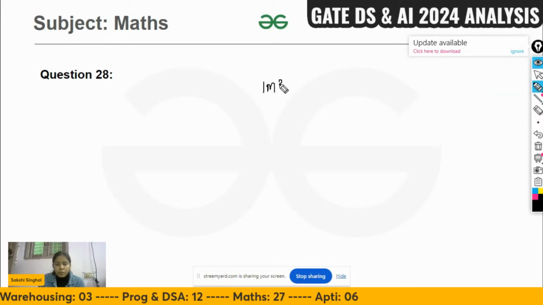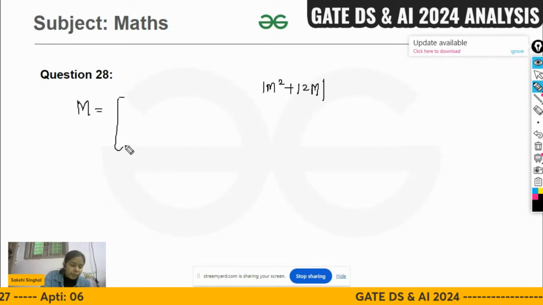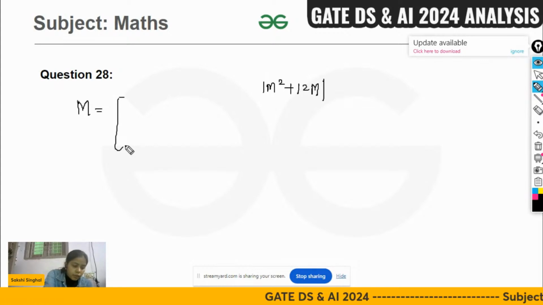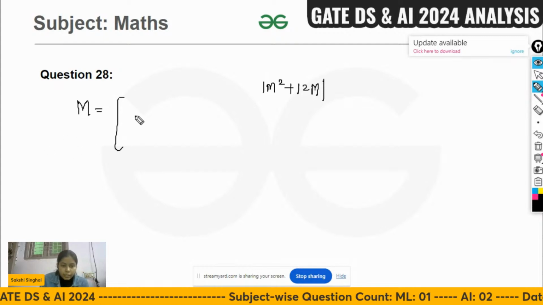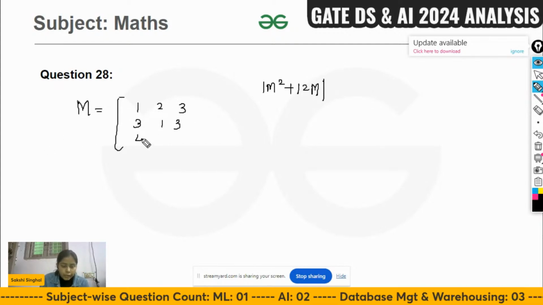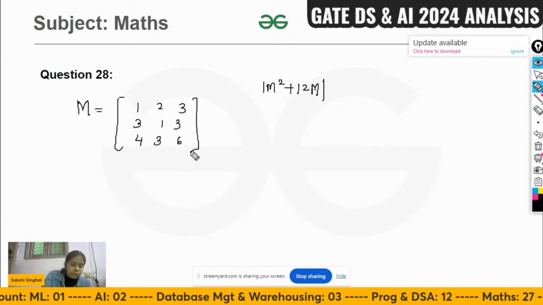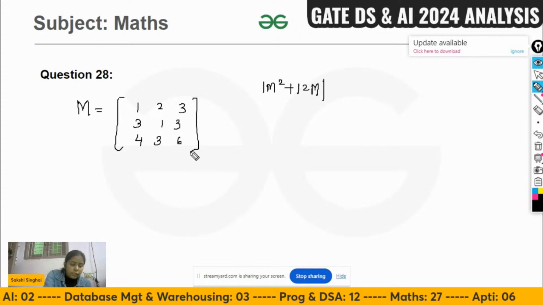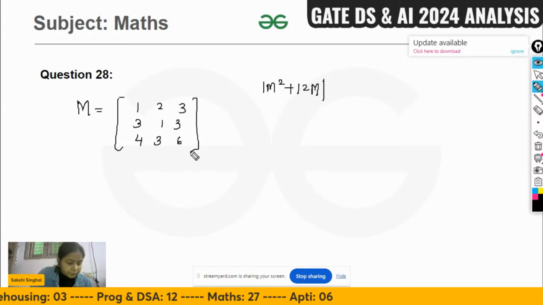Yeah, there is one question, guys, in which they have asked to find the determinant of M square plus 2M, and the M matrix is given to you. I'll tell you what the M matrix is, because I got a text from a student. The M matrix was 1, 2, 3, 3, 1, 3, and 4, 3, 6. Tell me, guys, which option you have marked, if any.